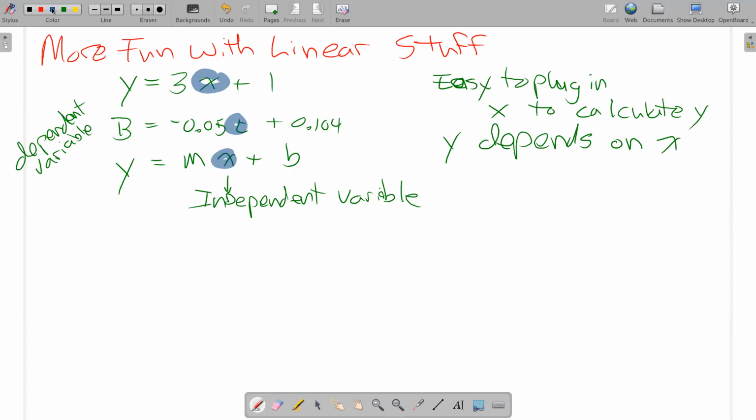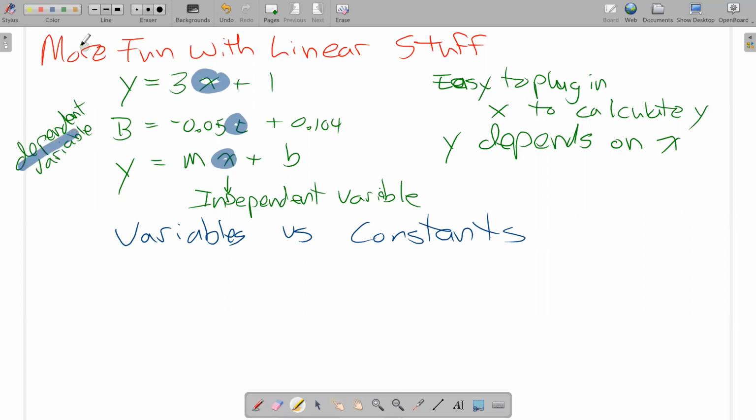Other things here, variables versus constants. So I mentioned that my dependent variables in these cases, I'll choose a different color for that. How about yellow? My dependent variables were the y, the b, the y. Independent variables I had highlighted in blue, that was the x, the t, or the x. Those are my independent ones. So I can plug in different numbers for time, different numbers for x. I can even plug in different numbers for the BAC and then go back and figure out the time. Those things change. Constants are things in the equation that are fixed for that situation.